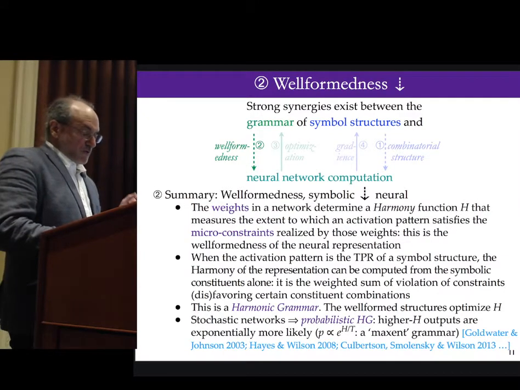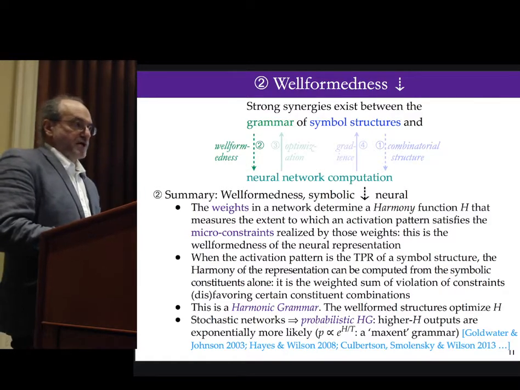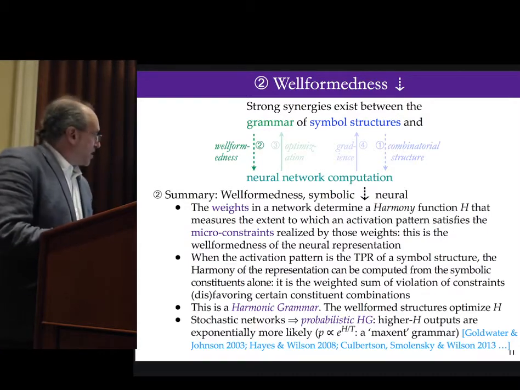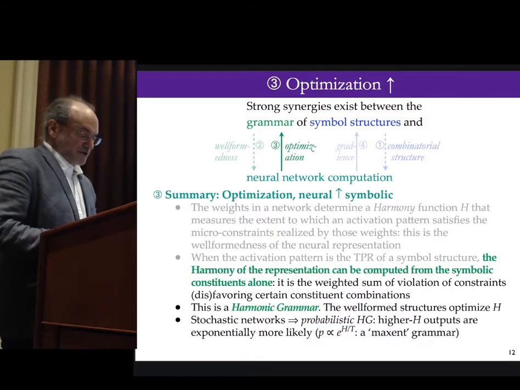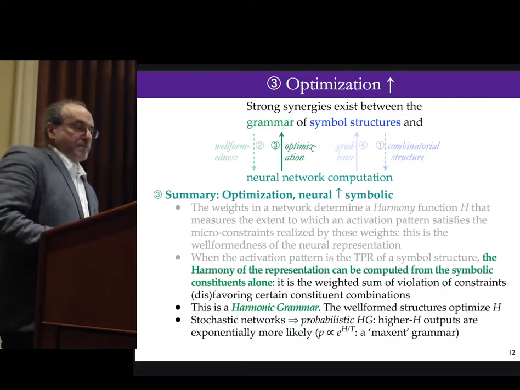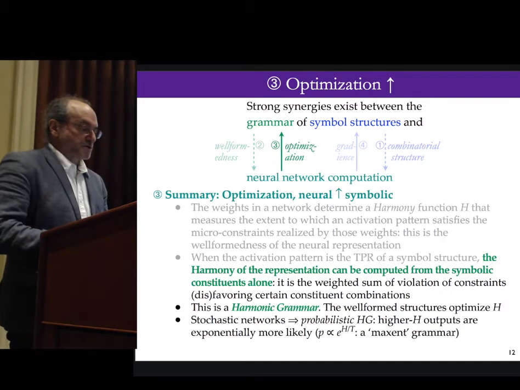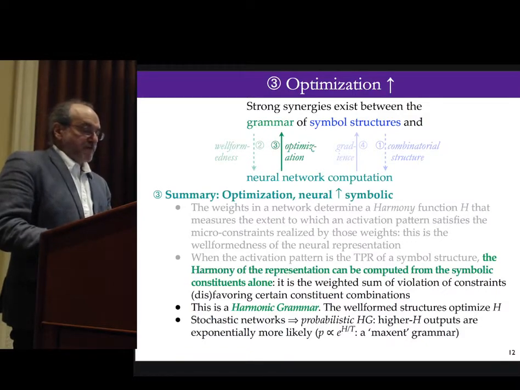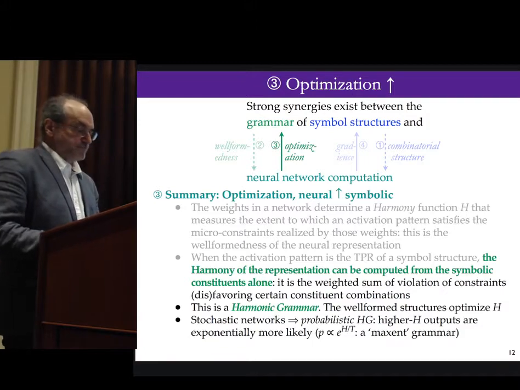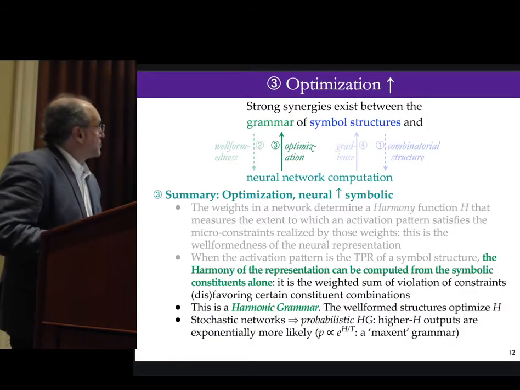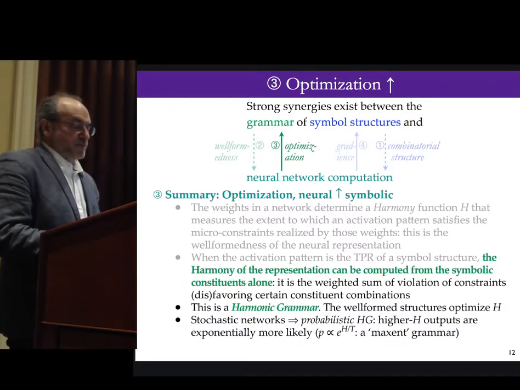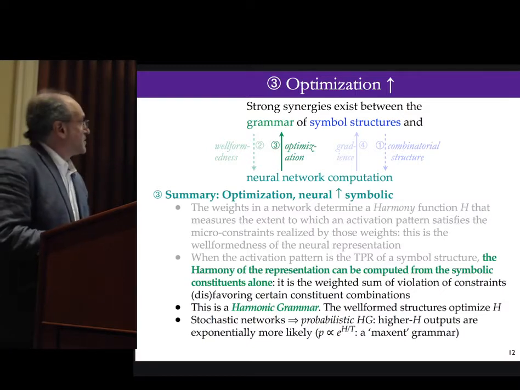Now, if the network that we start with is stochastic, that is, has a certain kind of randomness in its spreading activation process, the same analysis leads to a grammar formalism called probabilistic harmonic grammar, or maxent in the computational linguistics literature. In these kinds of grammars, all outputs have a certain probability of occurring, but the higher harmony outputs are exponentially more likely. So actually now we have derived the third claim of our talk here, that the principle of harmony optimization can be pulled up from the neural to the symbolic level, giving harmonic grammar.